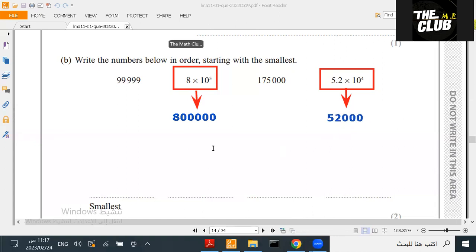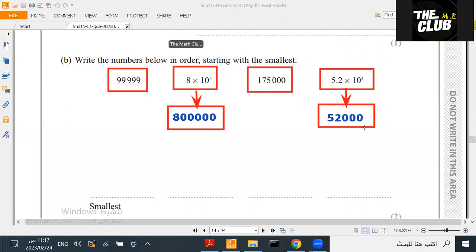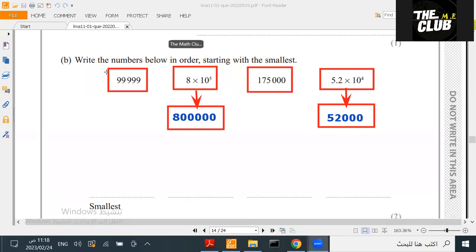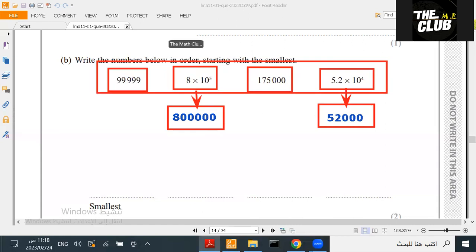Okay. Now I have these numbers ready. This one is ready. I don't have to turn it into standard form. This one is ready to work with too, and I converted these two. Now we can work and order them. To put them in order, I have to put them from the smallest. Let's take a look. This one is 99,000, 800,000, 175,000, 52,000. So the first one is what? 52,000. Good. In the answer, I have to put these, not the ones I worked with to order them. That's the idea. Put them in order.